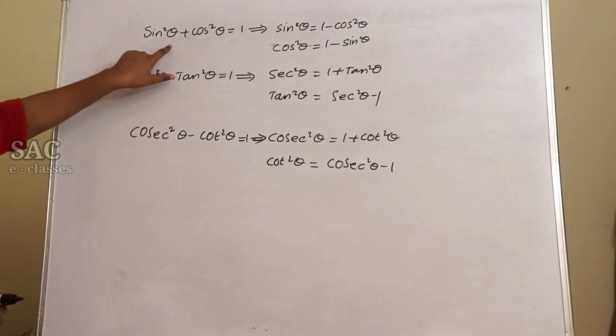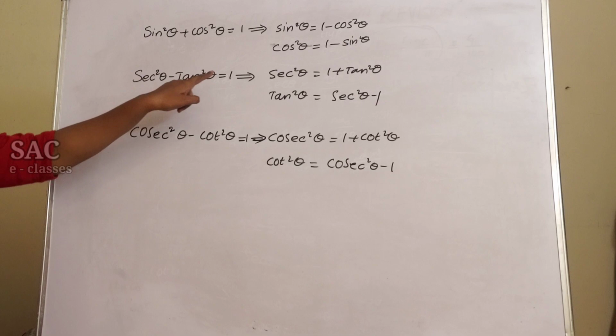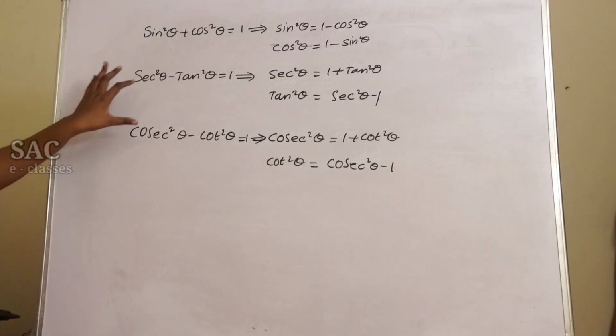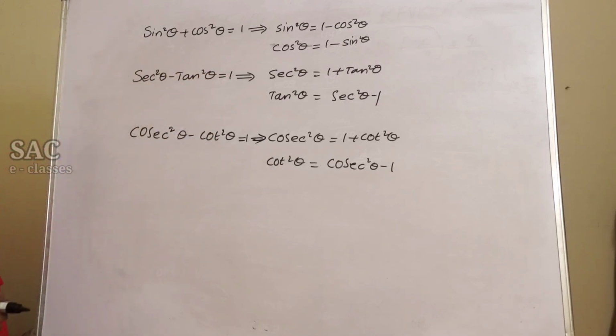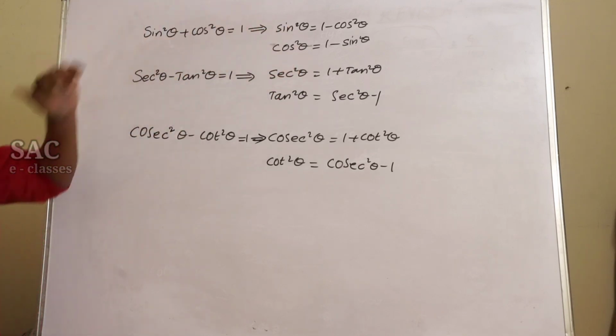They are sin square theta plus cos square theta equal to 1, secant square theta minus tan square theta equal to 1, cosecant square theta minus cot square theta is equal to 1. These are the 3 identities, and how can we express the rest of it also.